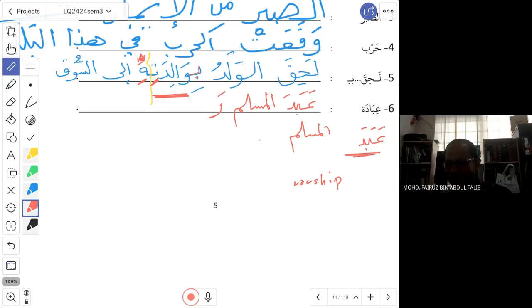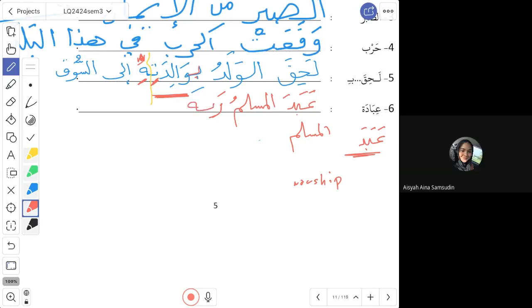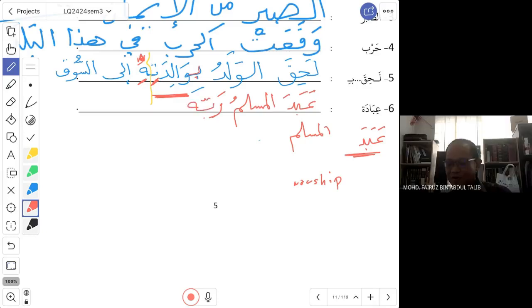I'll give you the letter Ra. Abada al muslimu... Rabbana, our God. Now you want to say his God. Rabbahu. So abada al muslimu Rabbahu. How did he worship his God?